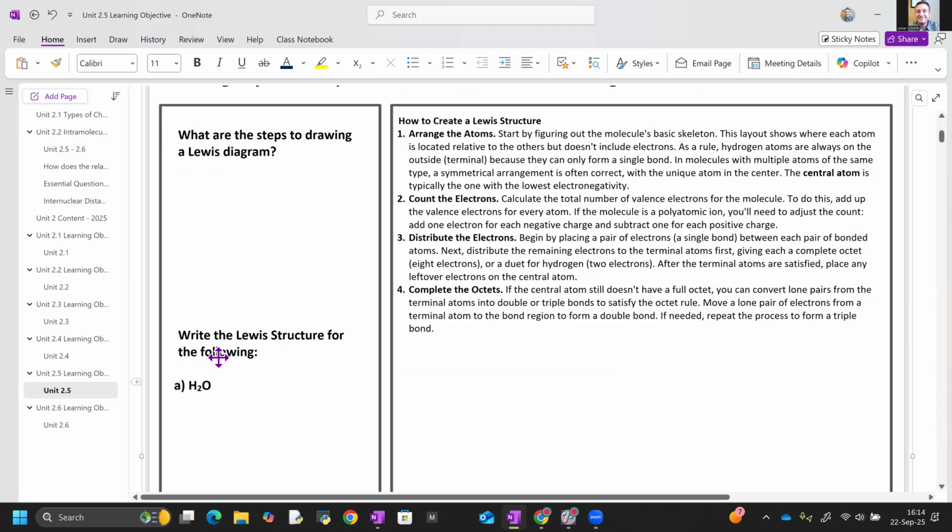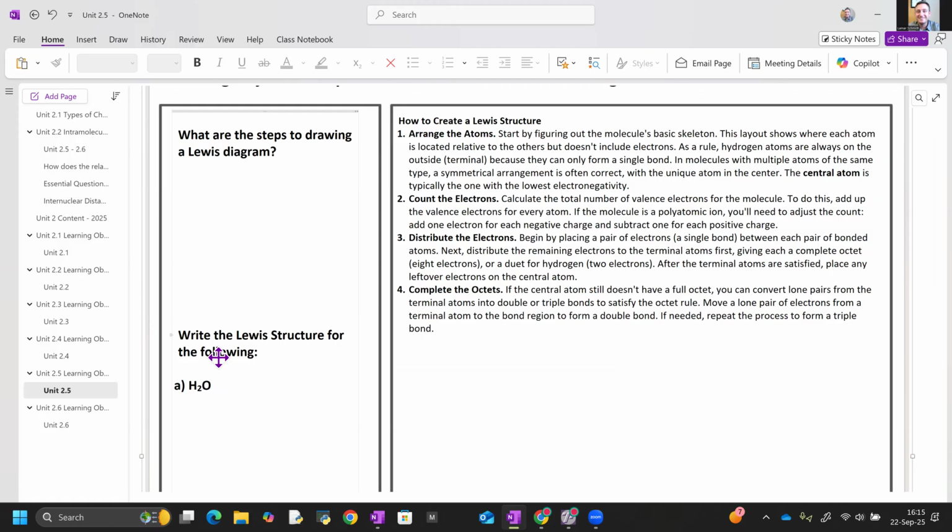So the established set of principles that we have here are given how to create a Lewis structure. And so these are some steps. We arrange the atoms, start by figuring out the molecule's basic skeleton. This layout shows where each atom is located relative to the others, but does not include electrons. And then we have to remember that hydrogen atoms are always on the outside because they can only form a single bond. And we call these outside atoms terminal atoms.